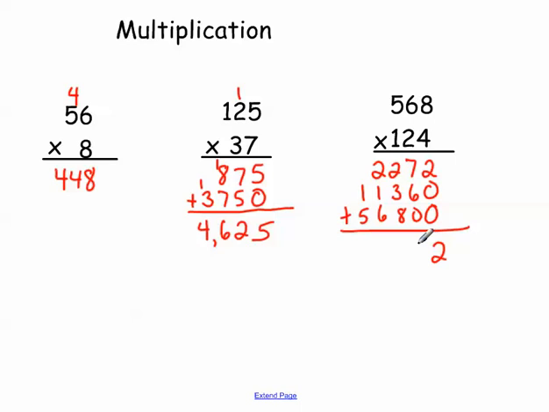So that's 2, 13, carry my 1, that is 5, 13, 14, carry my 1, 8, 9, 10, carry my 1, 6, 7, 70,432. Okay. All right, let's move on to division.